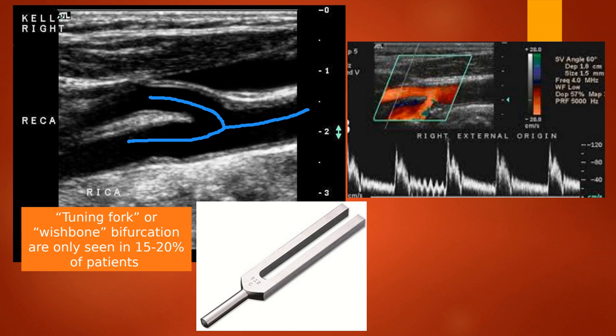ECA is going to be more superficial. ICA is going to be more posterior, more deep. And then temporal tap responding in this picture on the right-hand side. They're Dopplering that ECA, and then this is going to be when the tech taps on their temple.